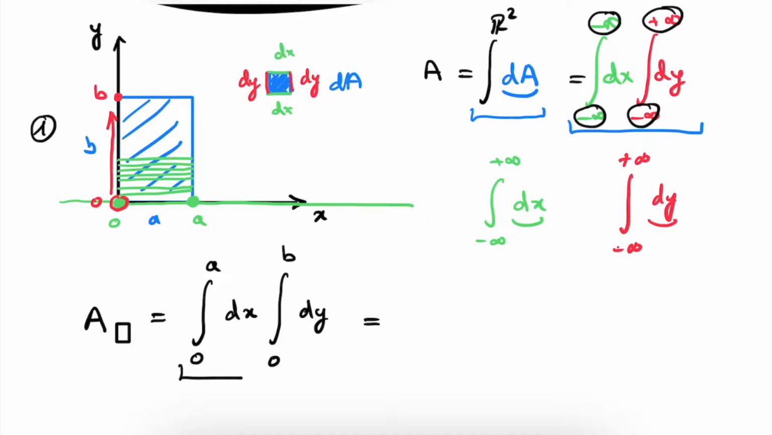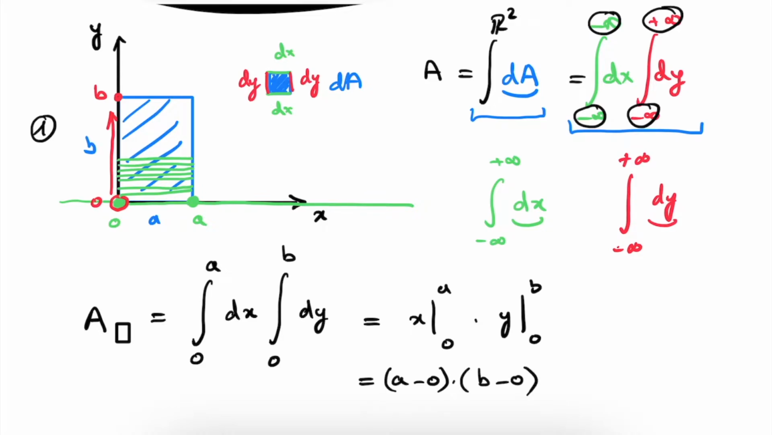So the integral from 0 to a over dx is simply x filled in the boundaries, so 0 and a, and we multiply this with the integral of y from 0 to b, which is simply y filled in the boundaries 0 and b. And this simply becomes a minus 0 multiplied by b minus 0, which is of course a times b. And this is the surface of this rectangle that we had.